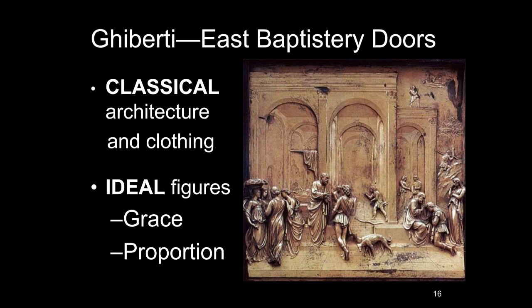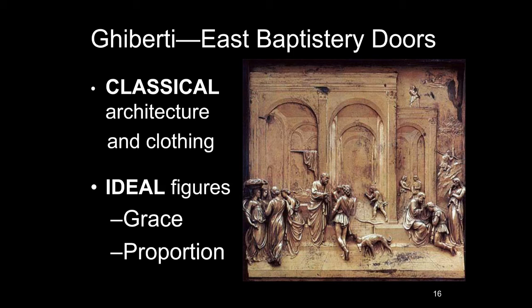And you'll notice that Isaac and Rebecca are both wearing draperies that could be considered classical. And also you have this group of young ladies at the side. We're going to talk a little bit more about them. And they are beautiful, ideal figures dressed in classical garments.